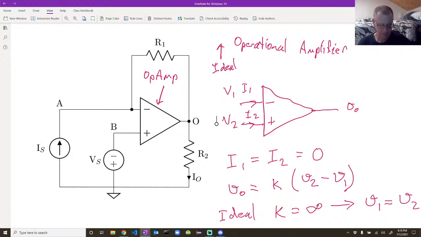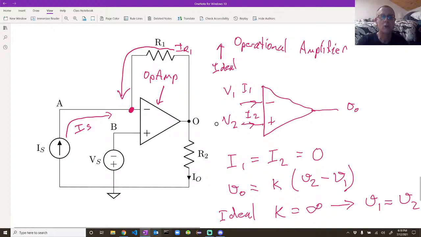Okay, we're doing nodal analysis, right? So there's a node, and we've got current IS flowing into the node, and we could think about current IR1 also flowing into the node.